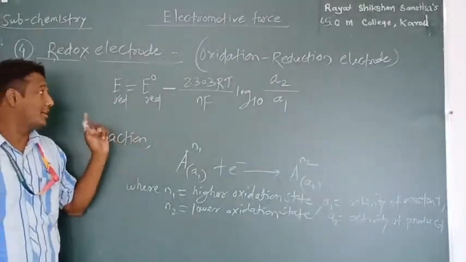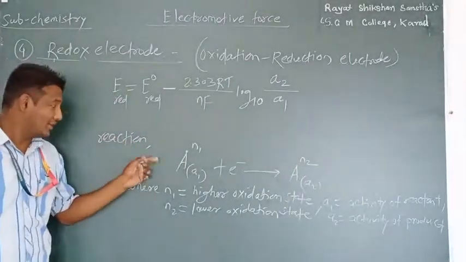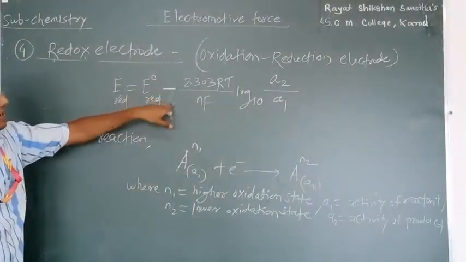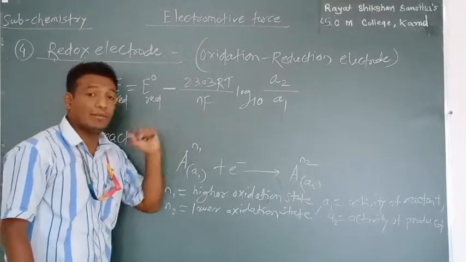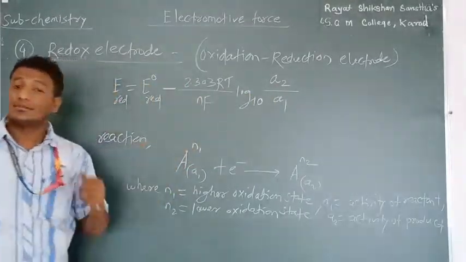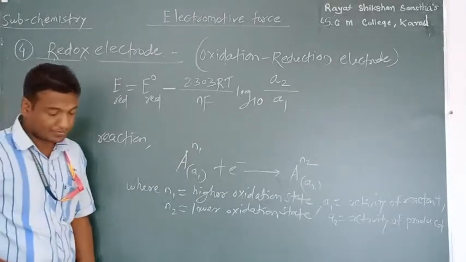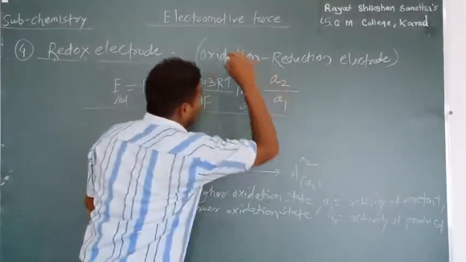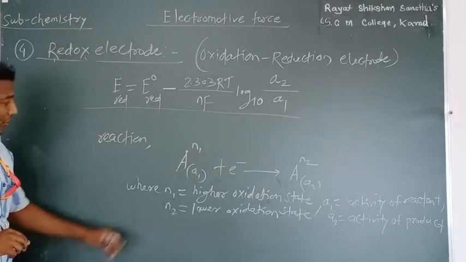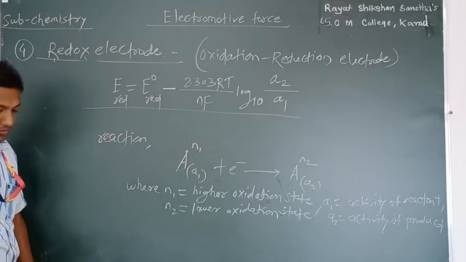Very, very important: the Nernst equation for this general reaction. E reduction is equal to E0 reduction minus 2.303 RT divided by NF log to the base 10 A2 upon A1. N is nothing but the number of electrons. So this is the electrode potential for this general reaction.